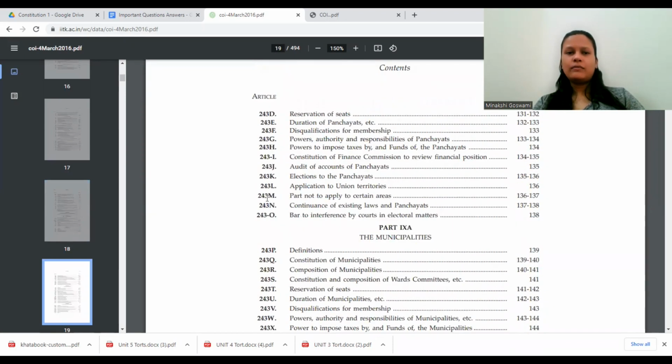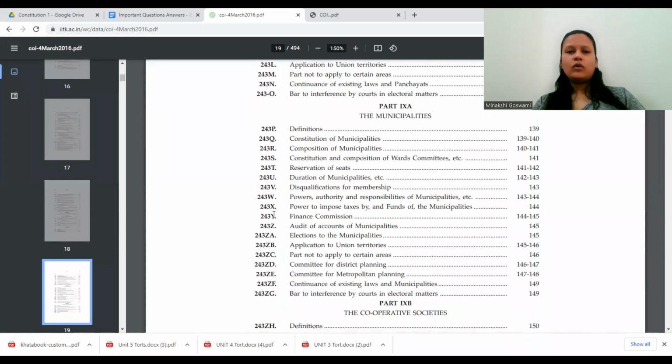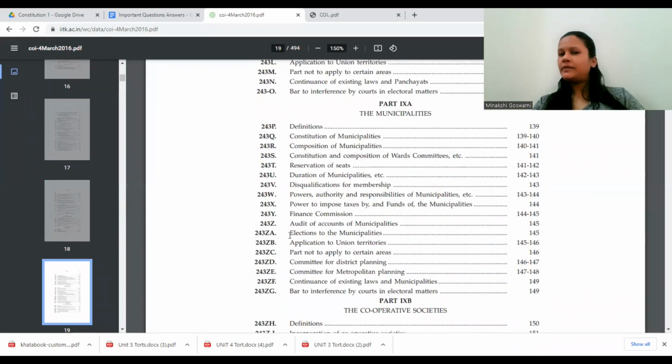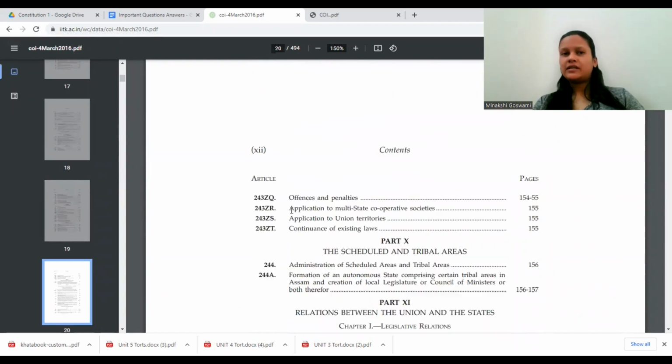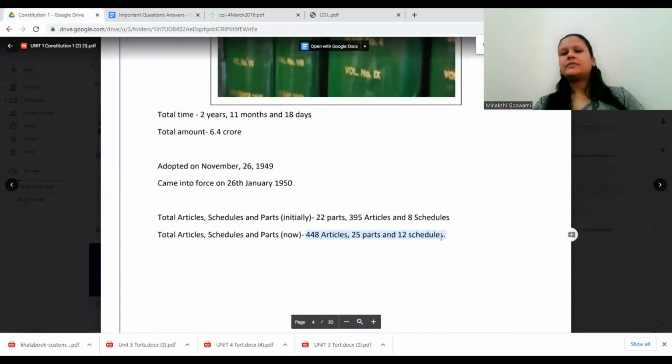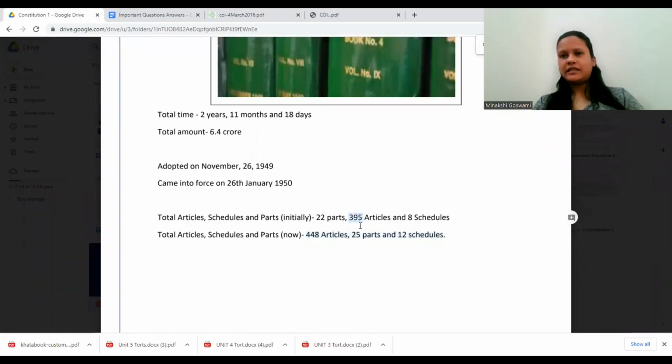There is one more provision wherein so many provisions are added. Oh, Z, then ZA, ZB, like that. So there is no harm in it. When we take all of these things together, then we get this particular number. That's why even today, the last article will be 395 only.